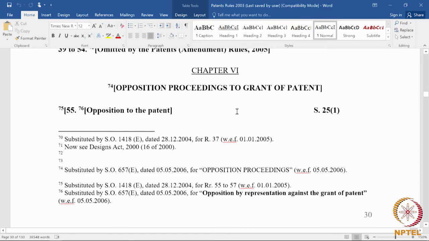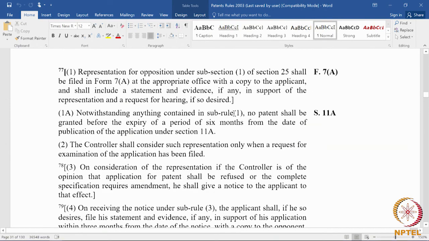There is only one rule, and the rule was recently introduced by the 2016 amendment. Rule 55(1) says, representation for opposition under 25(1) shall be in Form 7A, which was recently introduced, at the appropriate office. The appropriate office is the office where the patent is pending, with a copy to the applicant, and shall include a statement and evidence, if any, in support of the representation and a request for hearing if so desired.